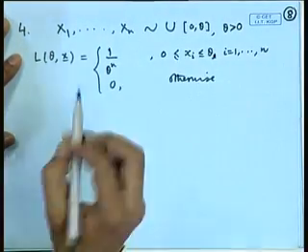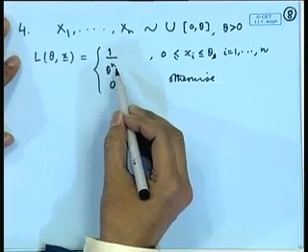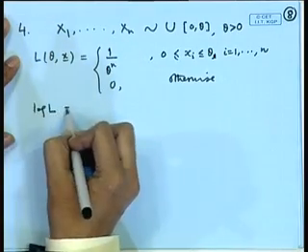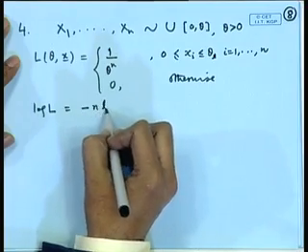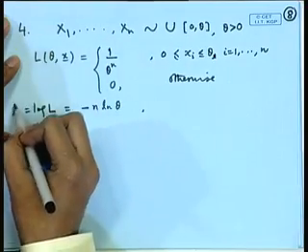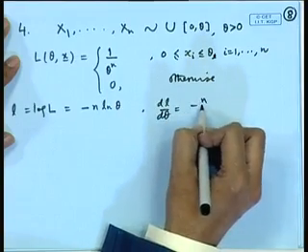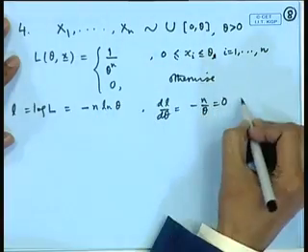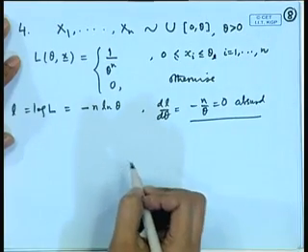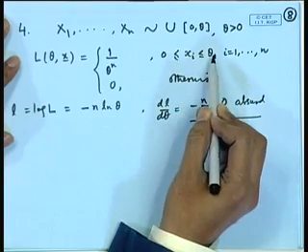Now, you see if we follow the previous procedure of taking logarithm and differentiating, what will I get? If I take log of L, that will give me minus n ln theta, and if I differentiate, let me call it a small l, d l by d theta will give me minus n by theta. If I put this equal to 0, this is actually absurd. Why is this happening?